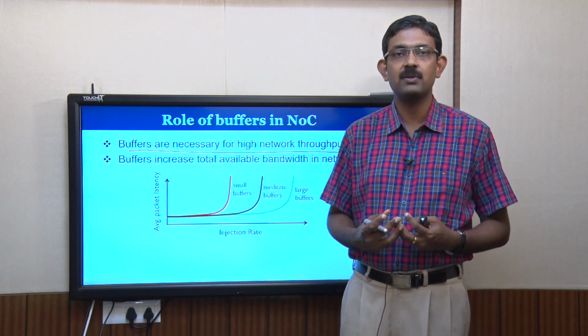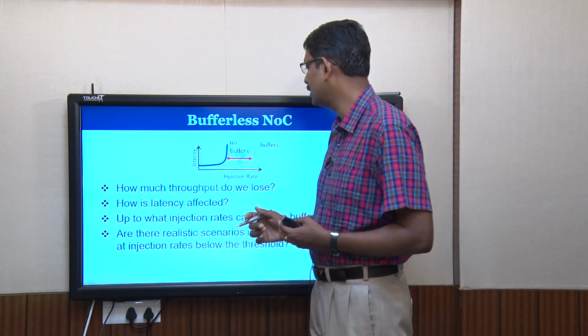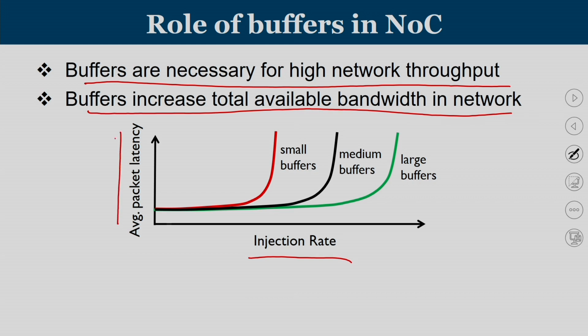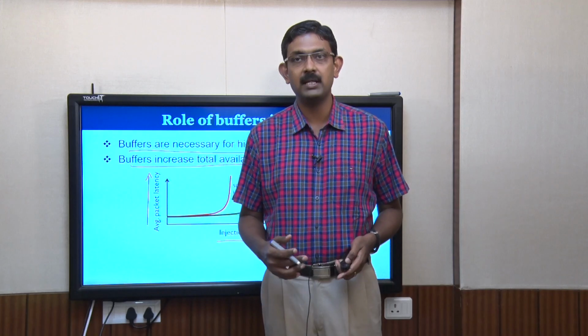More the number of buffers, more will be the throughput of the network. But buffers are going to increase the total available bandwidth in the network. Now, you could see that this is a graph where the x-axis is injection rate. Injection rate means the number of packets that are entering into the network per cycle, and the y-axis is called average packet latency. When you increase the injection rate, naturally the number of packets that are going to enter into the router is going to increase.